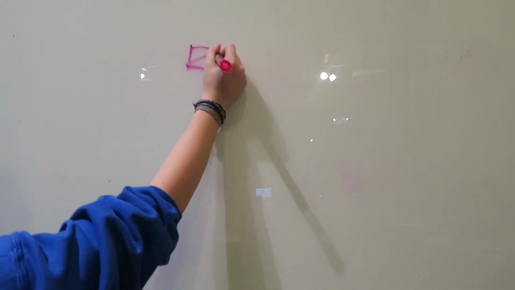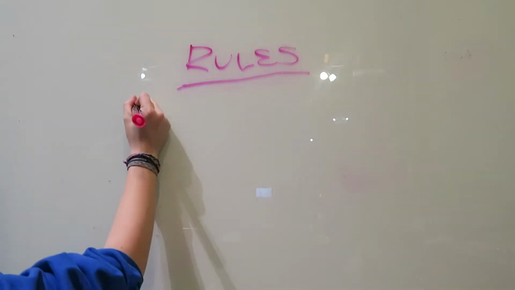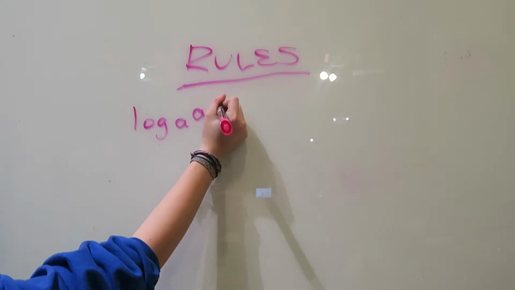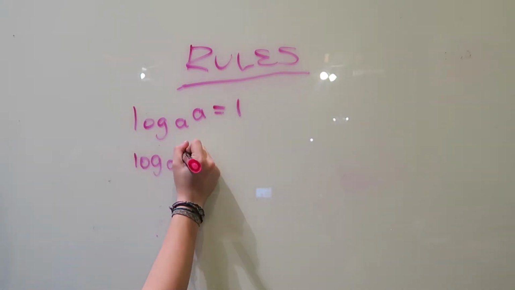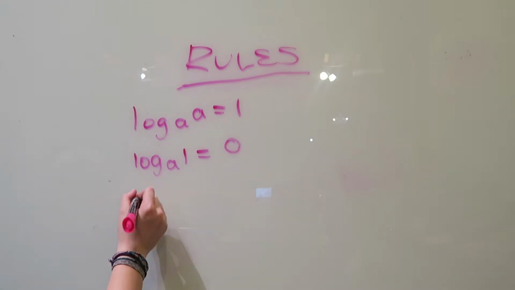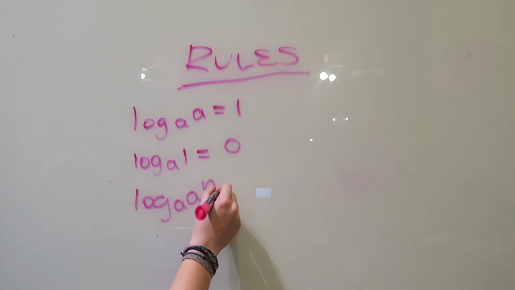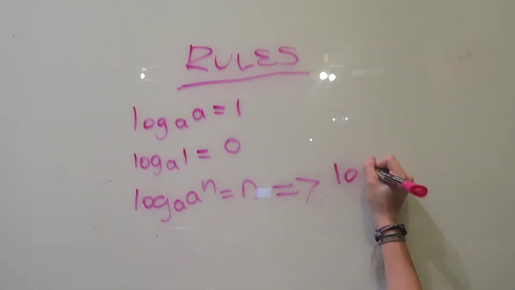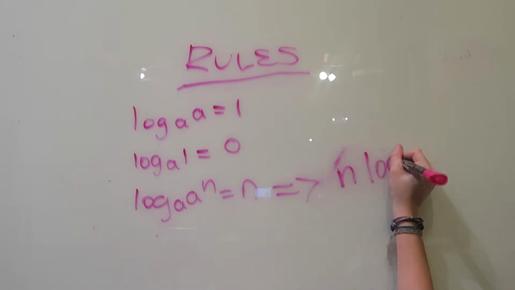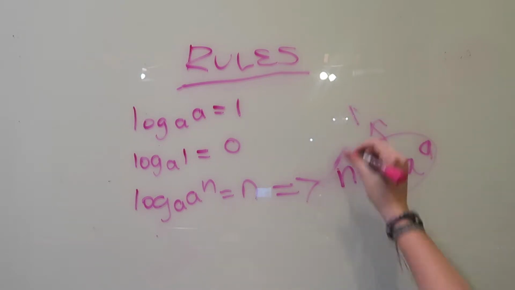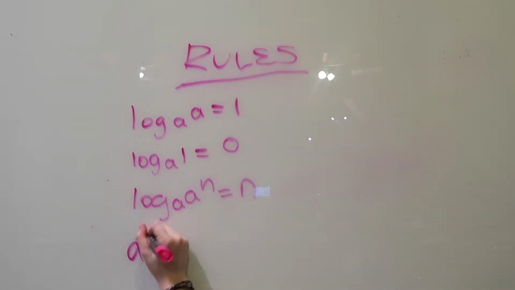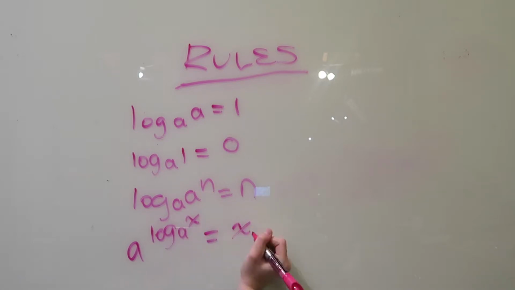So now let's go over some rules that we will use to solve logarithmic equations. First, we have the log of any base to that same number is equal to 1. Log of any base to 1 is equal to 0. Log base a of a to the power of n is equal to n. And we know this to be true because it's the same thing as saying n log base a of a. And from before, we know that log base a of a is equal to 1. Then we have a to the exponent of log base a x is equal to x.